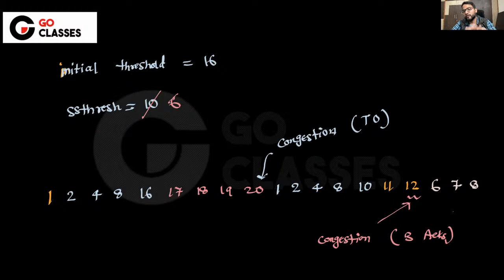Okay. Now if you have understood this, do you see any similarity between the two implementations? On the 3 duplicate ACK case, both are different, but on the timeout, both behaviors are the same. That's the key takeaway here, right? On the timeout, both are going to the slow start, isn't it?